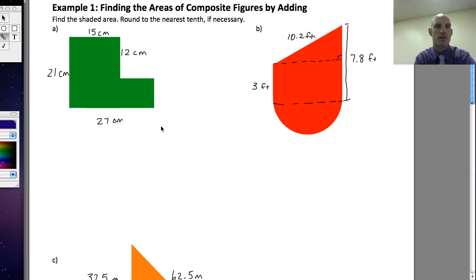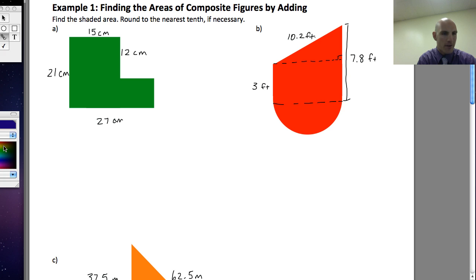So in example 1, when we start to look at these areas of these figures, we're going to notice that they're made up of various shapes that we already know how to find the area of. For example, this red figure over here, I wouldn't necessarily know what that was, except for the fact that it's divided up into a triangle, a rectangle, and a half circle. So let's look at what we've got here in this first one and see what we can do to divide it up and make it a composite figure. Composite meaning it's made up of different parts.